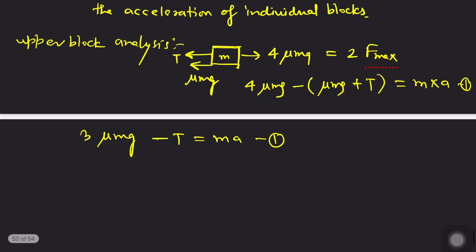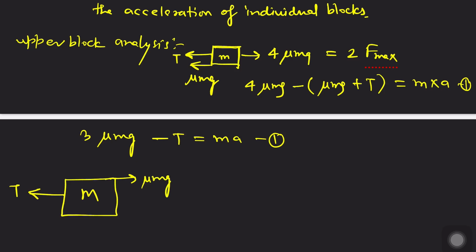Now come to the capital M block. On capital M, the tension would be acting in this direction, and friction would be acting in this direction, that is mu mg only. But see, this body is going to move in the left direction with the same acceleration a only. So I will write T minus mu mg is equal to capital M into a. That is equation number 2. I hope you understood till this.